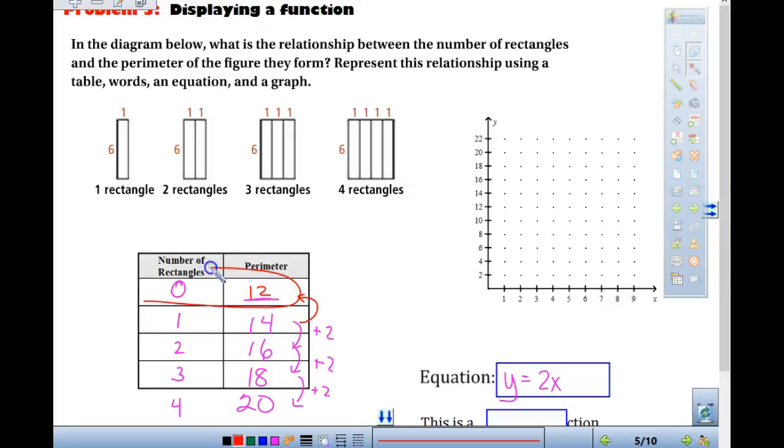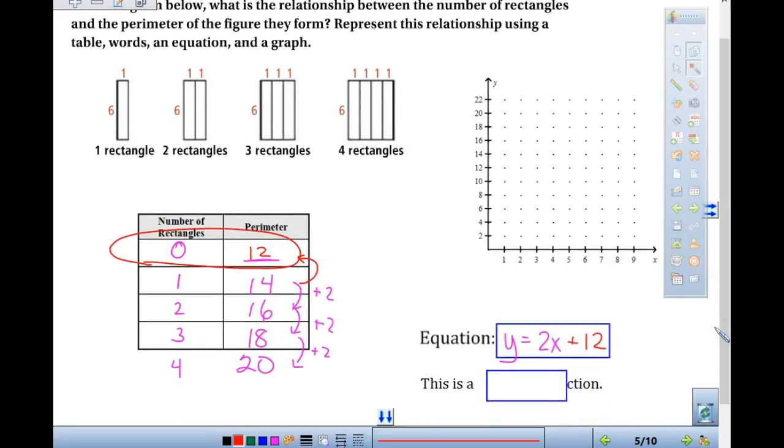This is a really important point. We're going to talk about it a lot in the next unit. It's our y-intercept. Y equals 2x plus 12. How can I check if I did it right? Plug in 2 here. If x is 2, 2 times 2 is 4. 4 plus 12 gives me 16. If I plug in 4 for x, 8 plus 12 gives me 20. It checks, right? So it has to check when I do that.